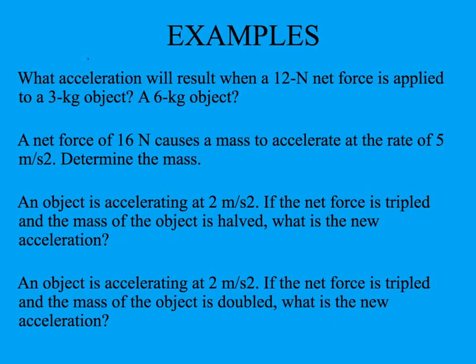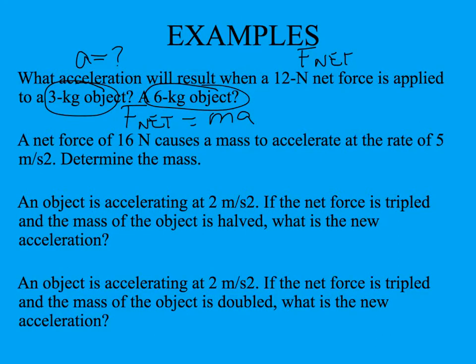For example, if we're looking for acceleration in this one, and that will result with a 12 Newton net force, this would be our F net, and it's applied to a 3 kilogram object, we can simply use our equation F net equals ma. Now it also asks you about a 6 kilogram object as well. If that's the case, we know that the acceleration will be greater for the less massive object. Why? Because its inertia will be less.